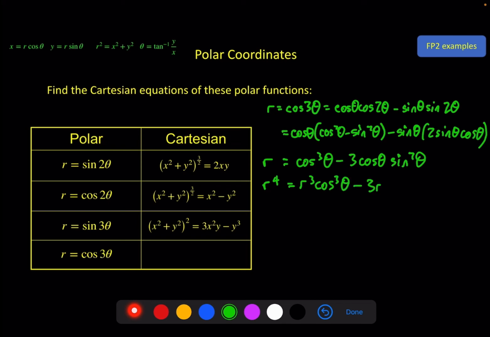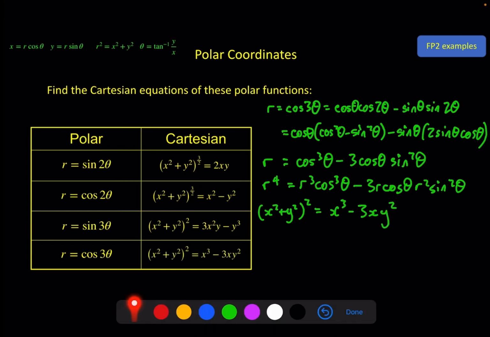And put one of those here on this term, and 2 of them here. And we have x squared plus y squared squared equals x cubed minus 3xy squared. Depending on how complicated your original formula is, how many identities you might have to use, these can get a little bit involved, but it's a very similar process each time.